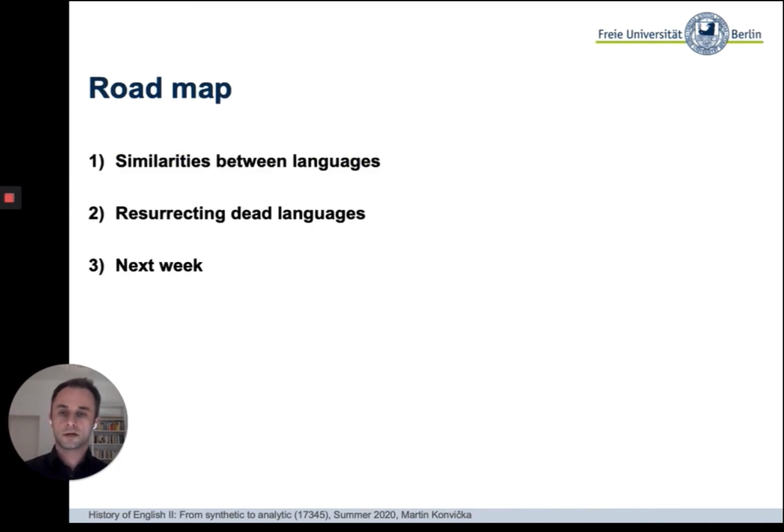We are first going to talk about similarities between languages, so what are the reasons that languages are similar to each other, and how we can actually use these similarities to resurrect dead languages, as I'm going to show you in the second part, using the small example of the so-called Grimm's law. In the last part, I'm going to tell you something about the next week. Right, so let's have a look at similarities between languages.